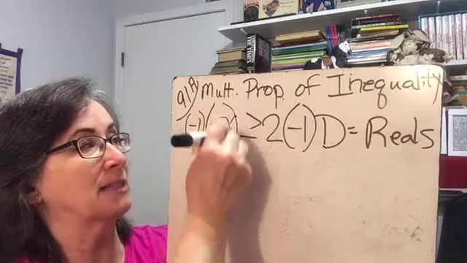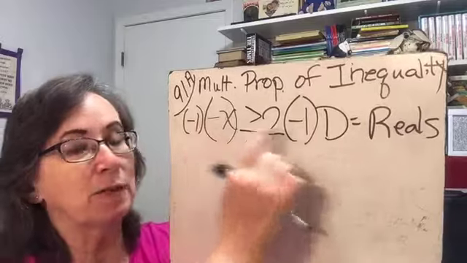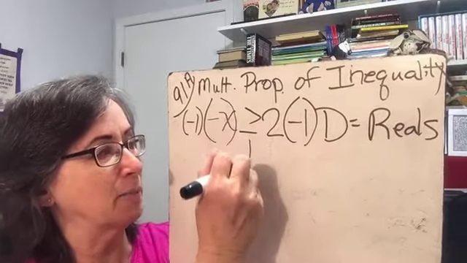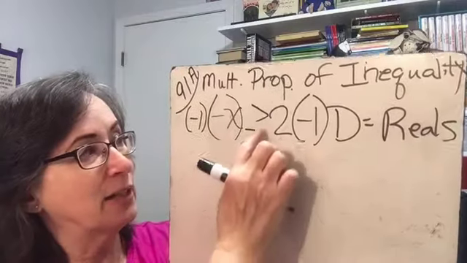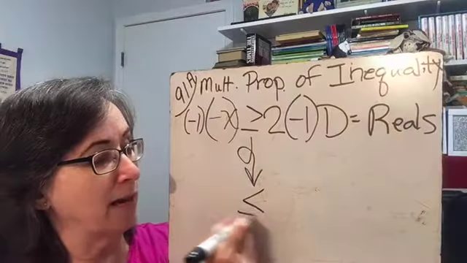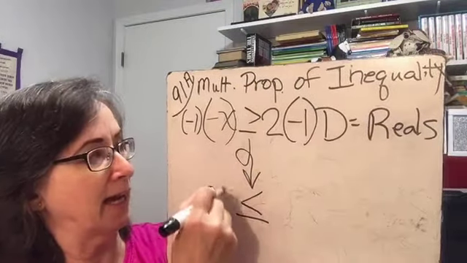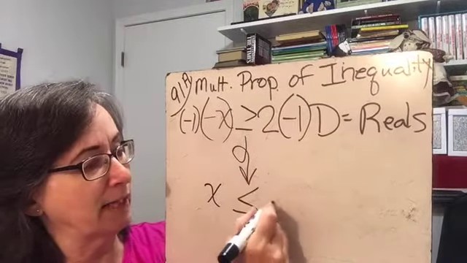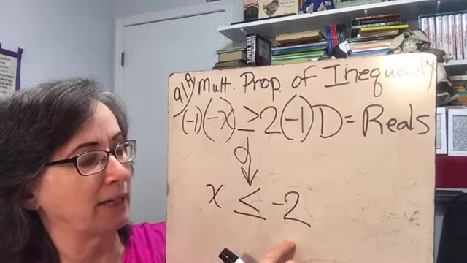Because negative x times a negative 1 is a positive x, and that's what I want. So I just multiplied by a negative, so this is my little symbol that something's got to happen to my sign. It was greater than or equal to, so now it's going to be less than or equal to. So now on the left I have x, and on the right I have a negative 2. So x must be less than or equal to negative 2.